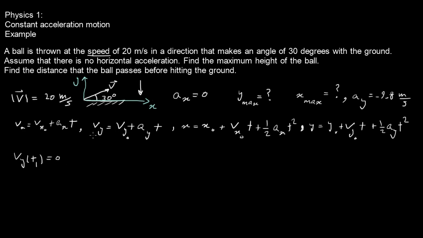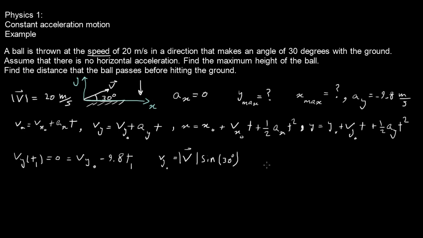So now according to this equation, it equals Vy naught plus ay, which is minus 9.8, and t is t1, at time t1. This equation holds. So now what is Vy naught? Vy naught is the magnitude of V, which is 20 meters per second, times sine theta, which is 30 degrees here.